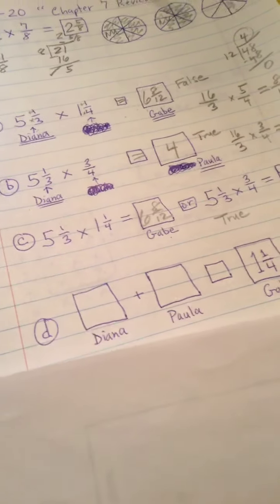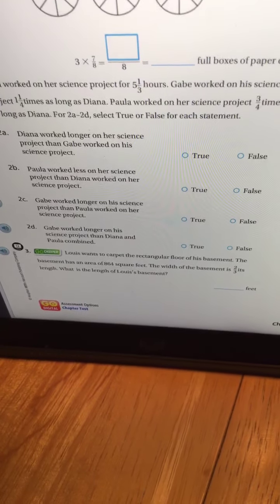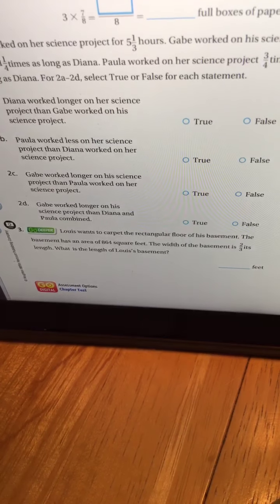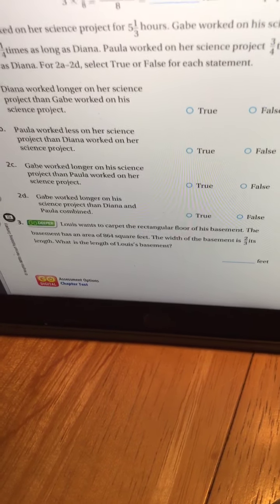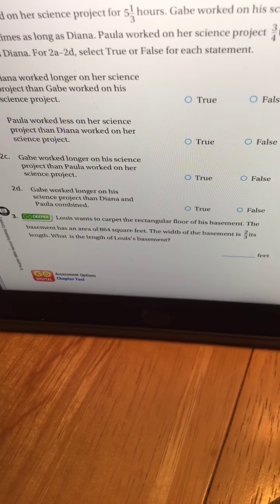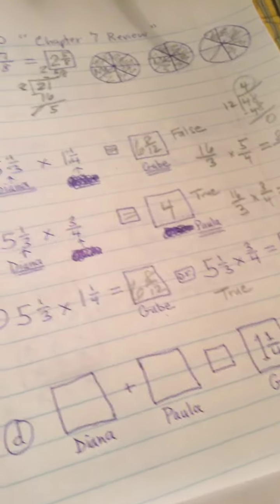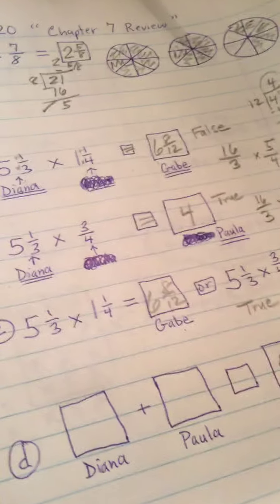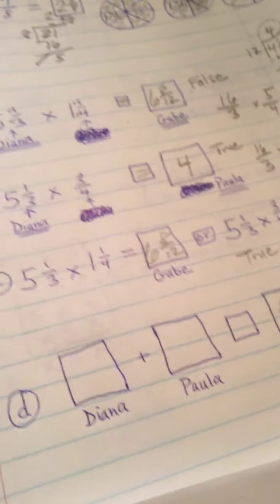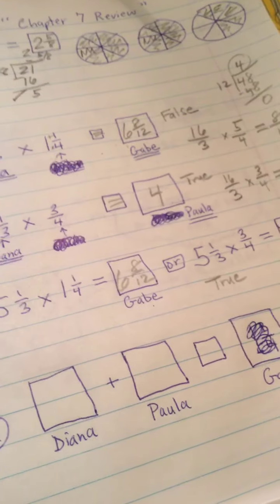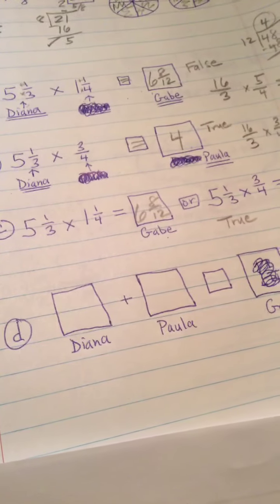And now the last one, part D. Let's read it: Gabe worked longer on his science project than Diana and Paula combined. So I have to figure out Diana and Paula combined. Here's Diana and Paula. What's Gabe's amount? Oh, I have something wrong here. This should not say 1 1/4. I don't know why I have that in there, because that's not Gabe's amount. I must have been distracted. That amount should be 6 and, what was Gabe's amount? 6 8/12, yes? All right, so I have to see if these two add up to that.